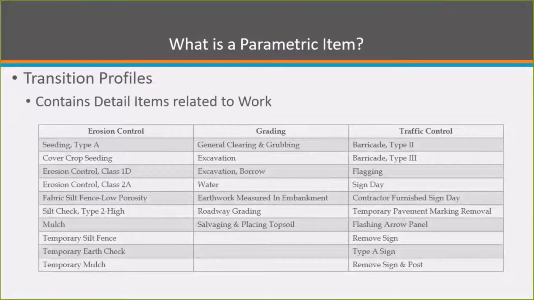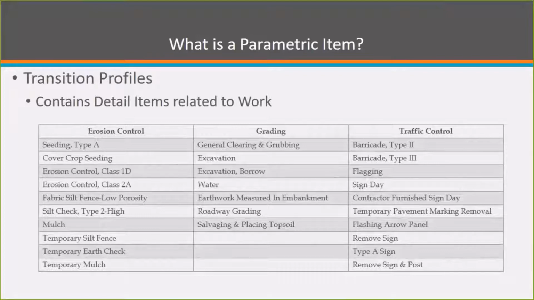For grading, the items associated with that type of parametric item would be clearing and grubbing, excavation, water, roadway grading, topsoil. For the traffic control one, you'd have your barricade, signs, flagging, furnishing sign days by the contractor, flashing arrow panel, and then remove sign, type A sign.